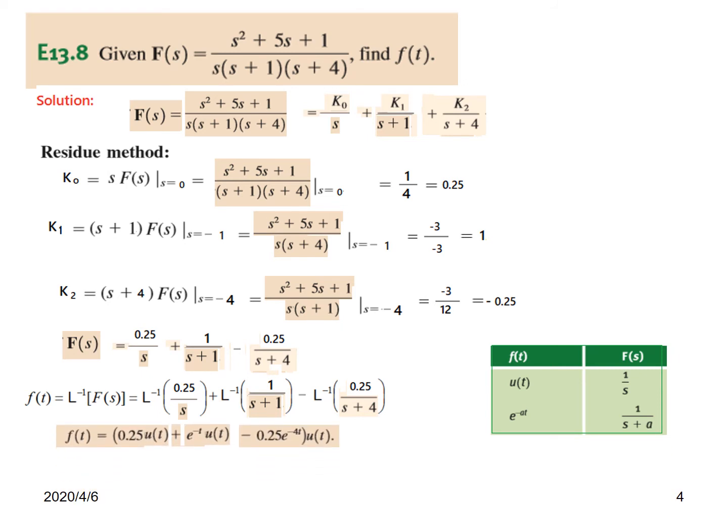Now from here you have 0.25, 1 over s is u(t). From here 1 over s plus 1 will become e raised to the power minus at, which will become minus 1t, u(t), and from here 0.25 e raised to the power minus 4t u(t). And so the final answer given in the book is like what we got here.